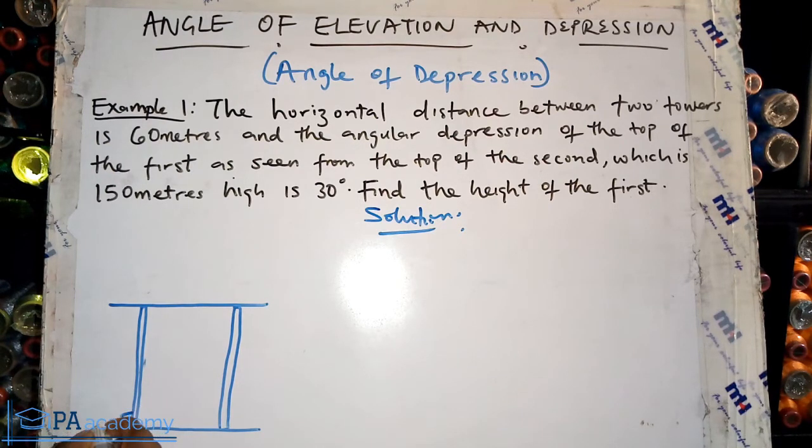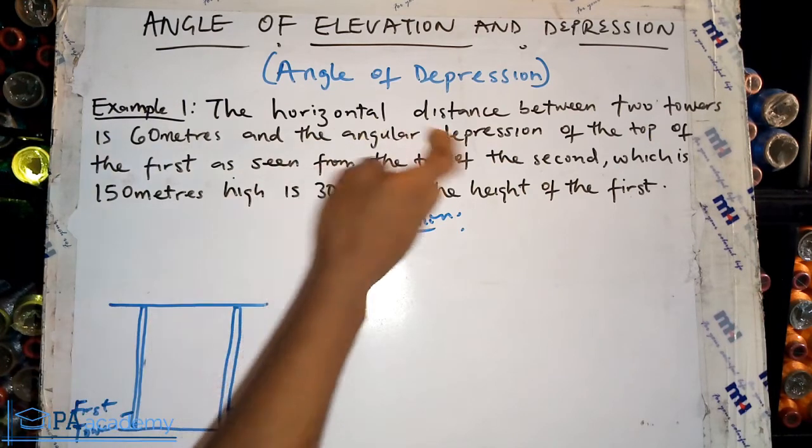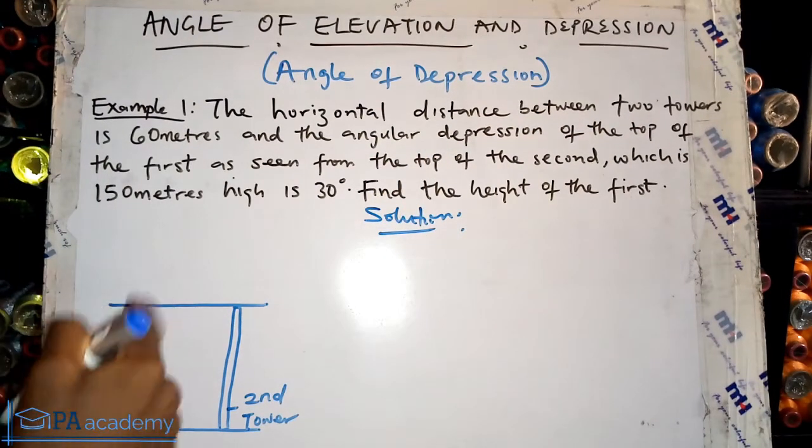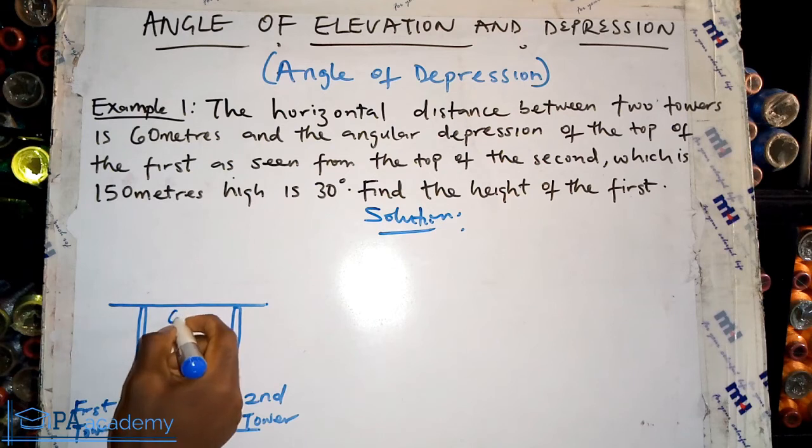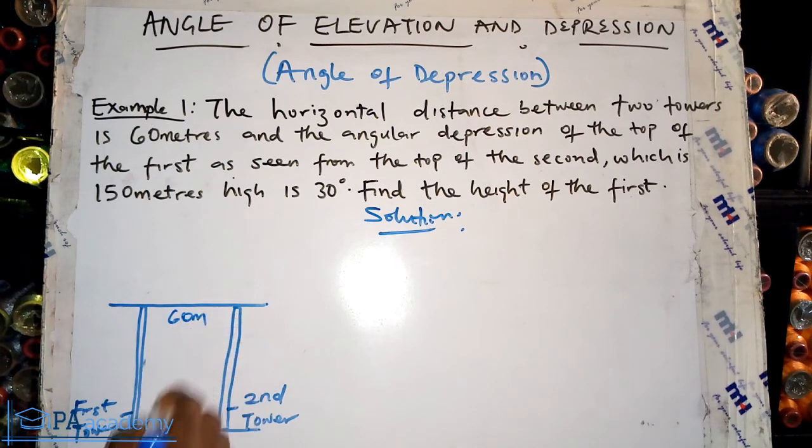This is tower one, the first tower, and then the second tower. So let's continue. The horizontal distance between two towers is 60 meters. So that means the distance from here to here is 60 meters. This will also be, that means from this point to this point is what? It is 60 meters.